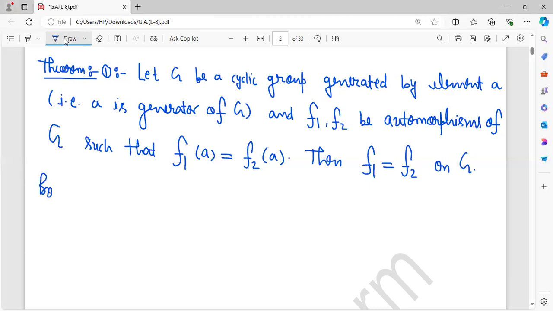So proof. So it is saying that if you have a cyclic group and you have two automorphisms F1, F2, they have the same image at the generator of the group, then they will be equal on the group. Means both the automorphisms will be same.